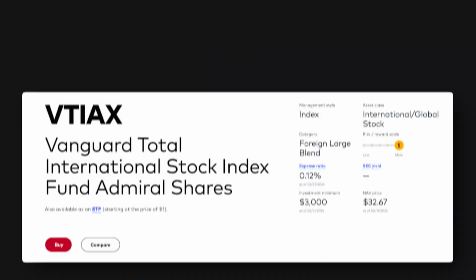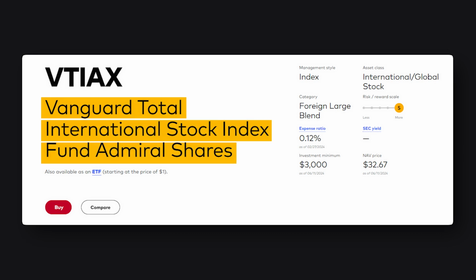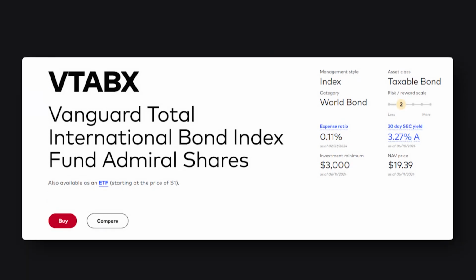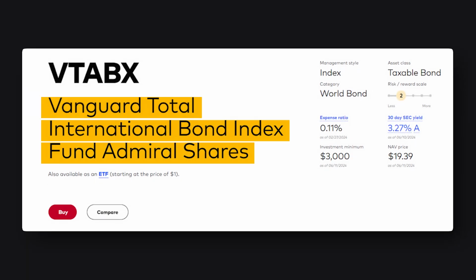Now, if you want exposure to the international stock and bond markets in addition to the US market, you can add two more funds to your portfolio. The first is an international stock market index fund such as the Vanguard Total International Stock Index Fund VTIAX. VTIAX invests in all international stocks except those in the US. For bonds, you can invest in an international bond index fund like the Vanguard Total International Bond Index Fund VTABX, which invests in bonds outside the US.